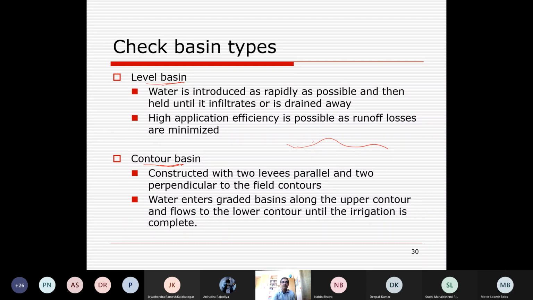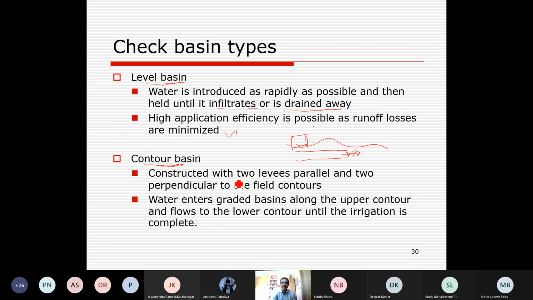In a level basin, water is introduced as rapidly as possible and then held until it infiltrates or is drained away from this area. High application efficiency is possible as runoff losses are minimized. In border irrigation, from the bottom of the field there is a possibility of drainage or runoff generation. But here there is minimum possibility, or no loss of water as runoff.